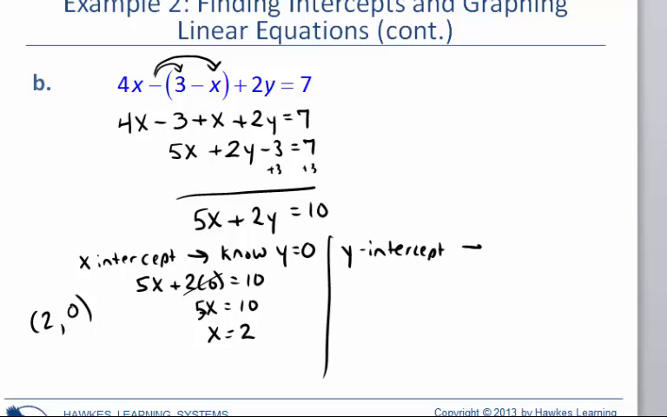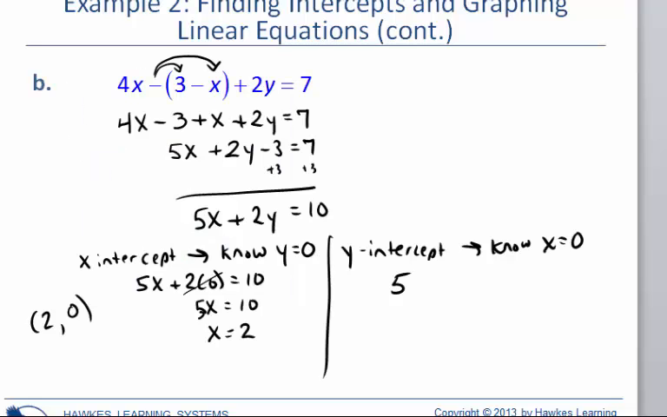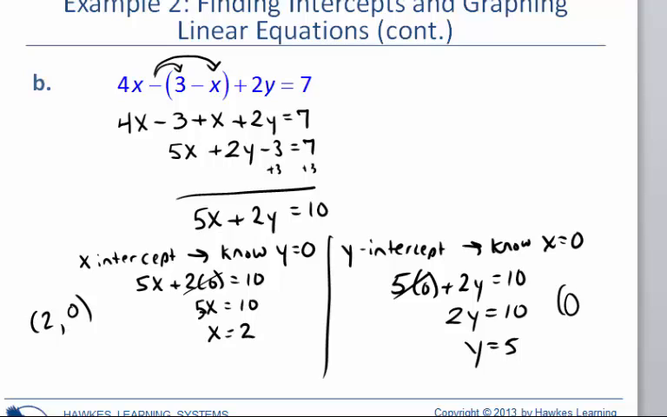This time we know that the x is equal to 0. So we'll take our equation and we'll put a 0 in for the x, which will leave us 2y is equal to 10, so y is equal to 5. And so our intercept has an x value of 0 and a y value of 5.